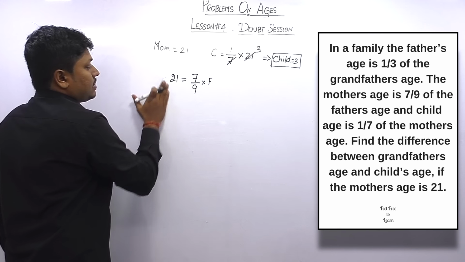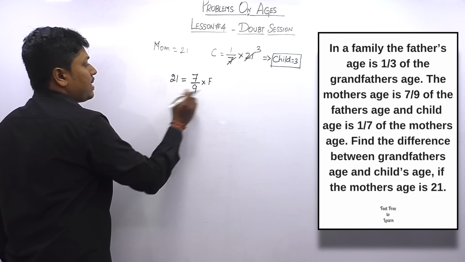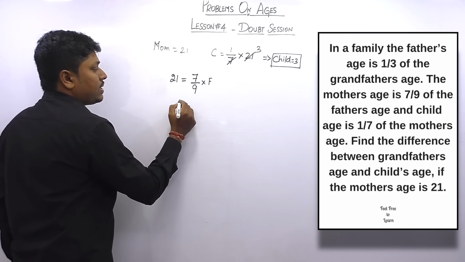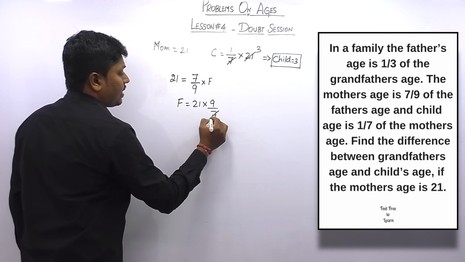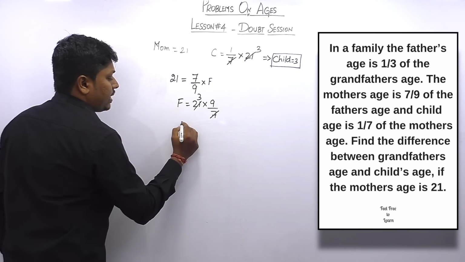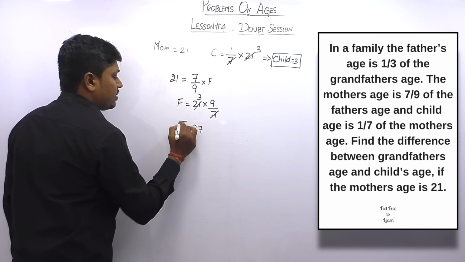So they are saying that the mother's age is 7/9 of the father's age, right? So now you can say the father's age is equal to 21 into 9/7. You can cancel this 3 times. So 27. So the father's age is 27.